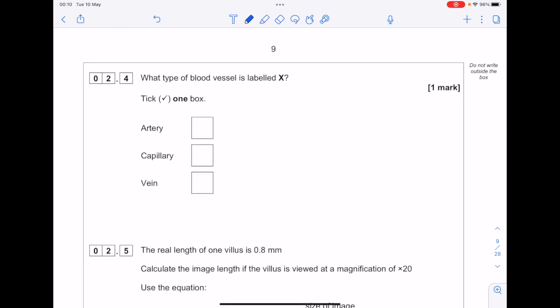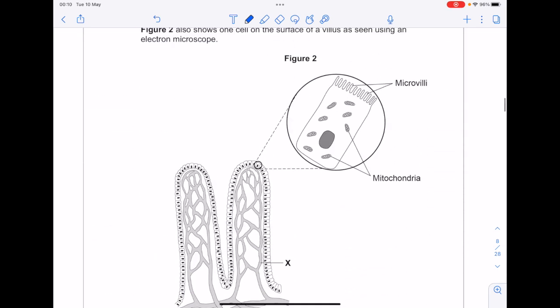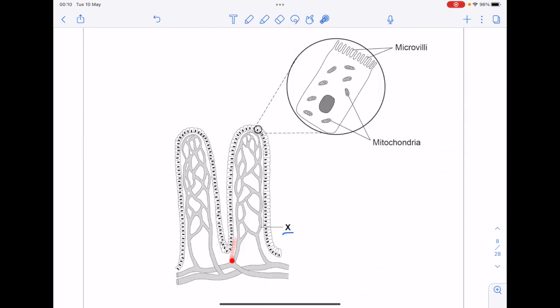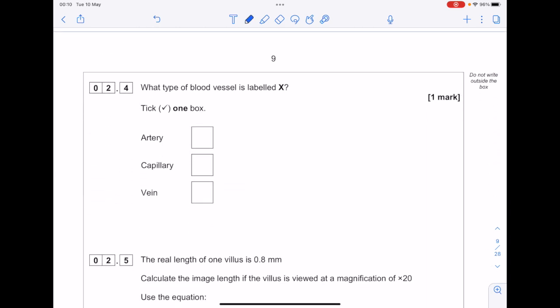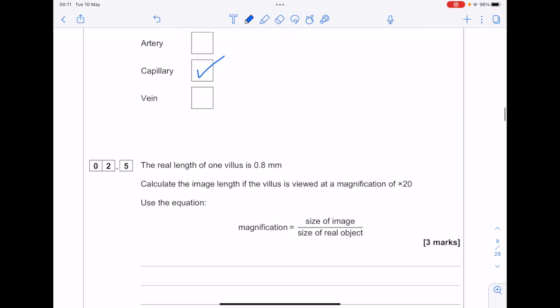What type of blood vessel is labelled X? The teeny tiny blood vessels you find inside a villus are known as capillaries. Remember, arteries and veins are far too big to be found inside an individual villus. The real length of one villus is 0.8 millimetres.